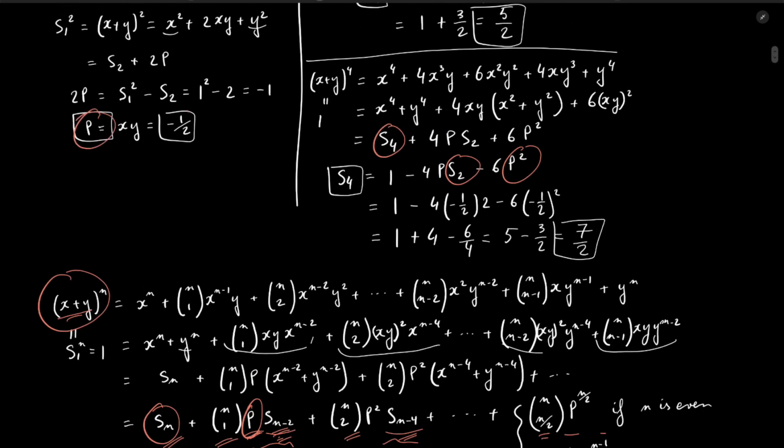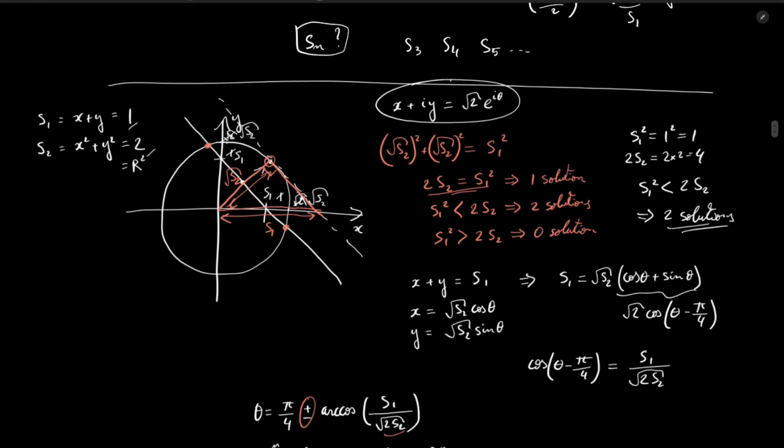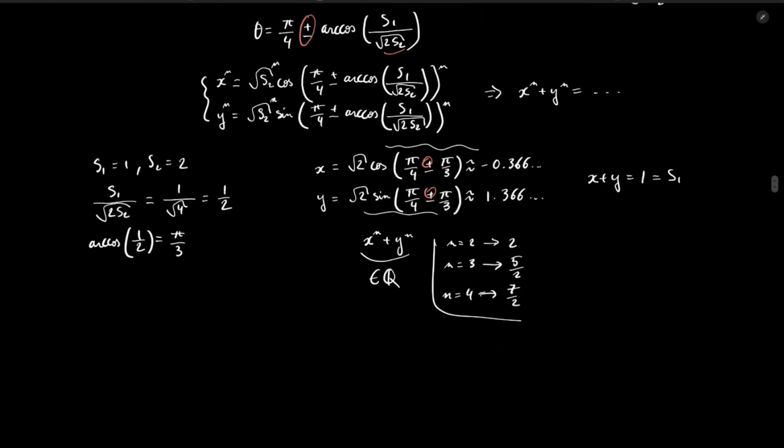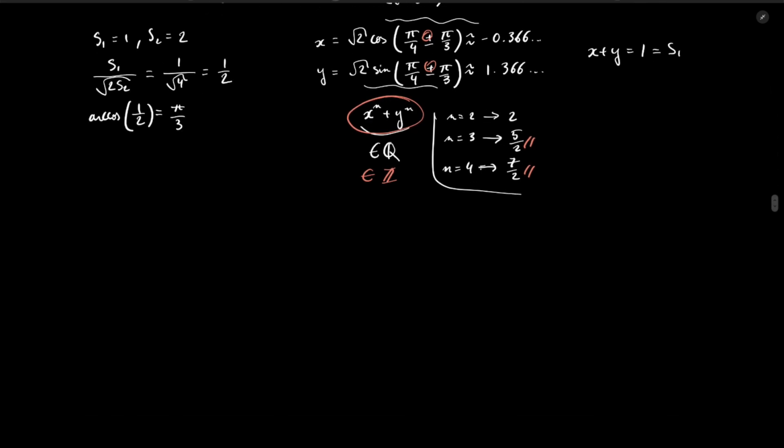So in our case, what we saw is that p is actually equal to -1/2, which is why the x^n plus y^n is not always an integer. But if we can guarantee that p is an integer as well as s1 and s2, then all the values of x^n plus y^n will be integers. So let's see a quick example of that case right now.